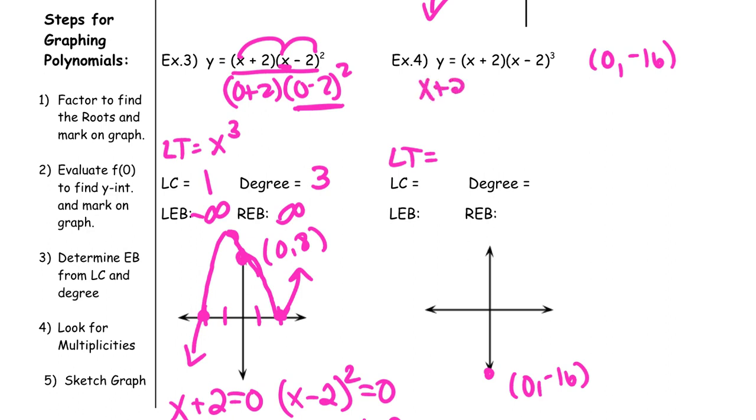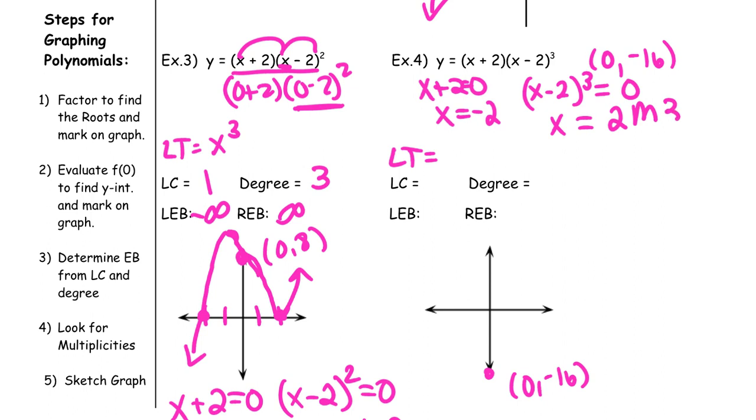If I set x plus 2 equal to 0, one of my roots is going to be what? Just x equals -2. And then if I take x minus 2 cubed, doesn't that mean this root is occurring 3 times? Okay, so I end up with x equals 2, multiplicity 3. If it's odd, does it bounce?